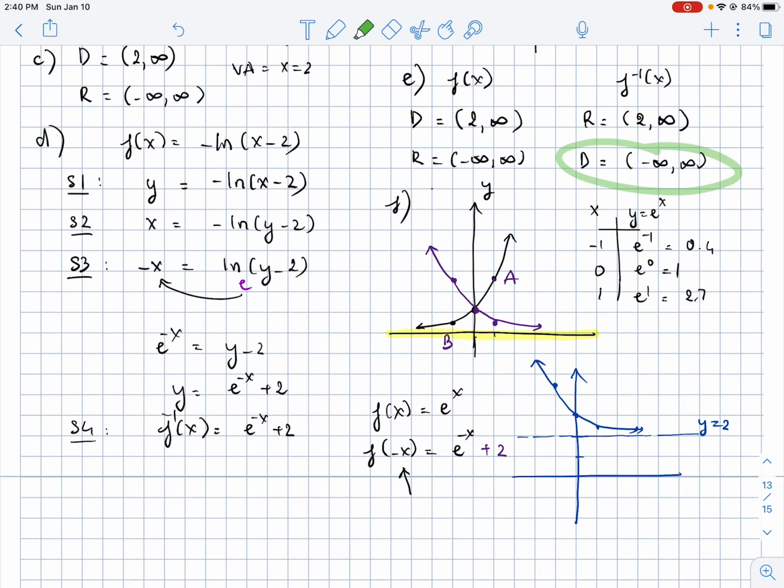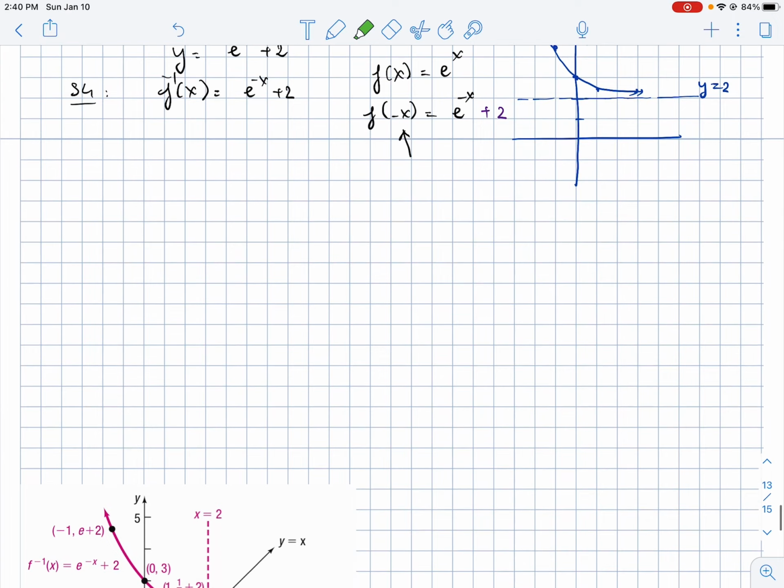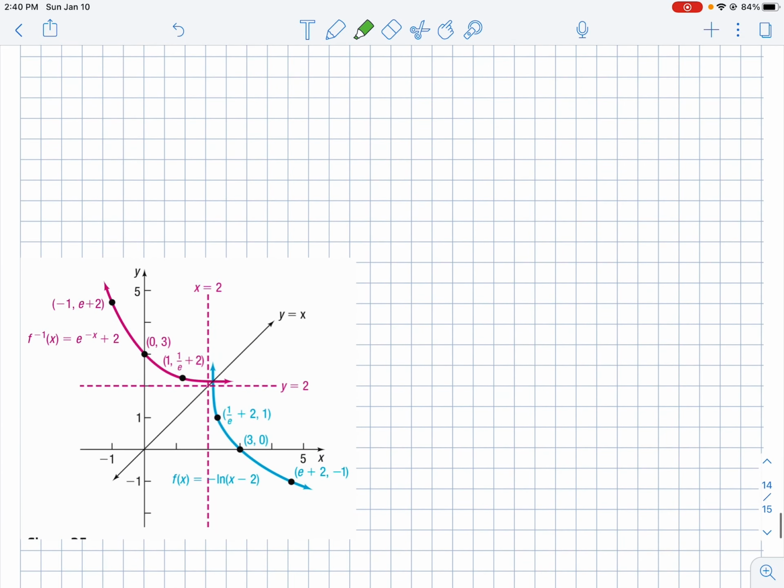In the book, they put the graph together, the function f and f inverse, in the graph below. And you can see that they are symmetrical with respect to the line y equal to x.